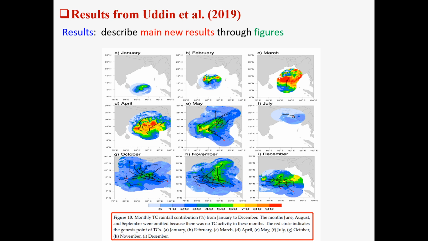Caption should be clear. That's it. Like here, you can see some red points, right? What does the red point mean here? The red circle indicates the genesis point of the cyclone. Don't assume. Those who are doing research on tropical cyclones know these are the genesis points. However, maybe you are not doing research on tropical cyclones, but if you read this caption, you will understand, okay, this is this thing. Don't assume.